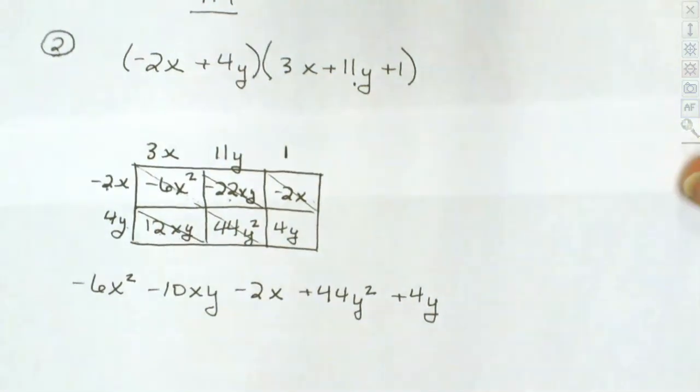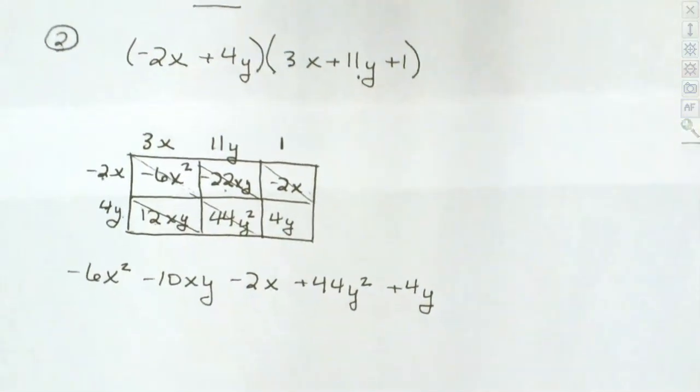And if the negative 2x comes first? No, it doesn't matter. Because it's all the same. Remember, addition is commutative. Order doesn't matter.